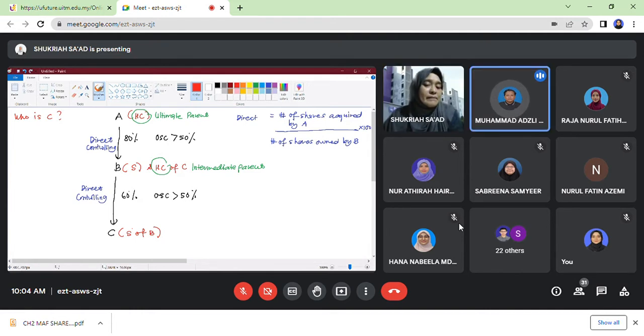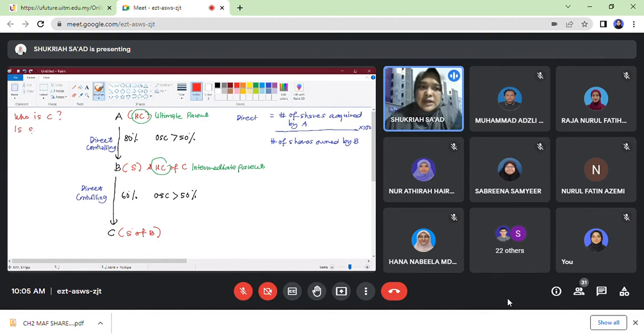Tak masuk lagi associate. Based on this diagram, who is C? Siapa C? C is a subsidiary of B. Betul? Betul. Subsidiary kepada B. So my next question. Sebab C adalah anak kepada B. So, based on that answer, my next question.